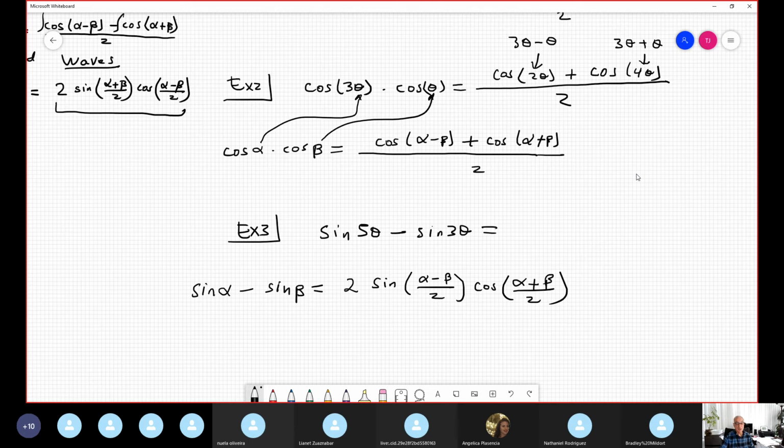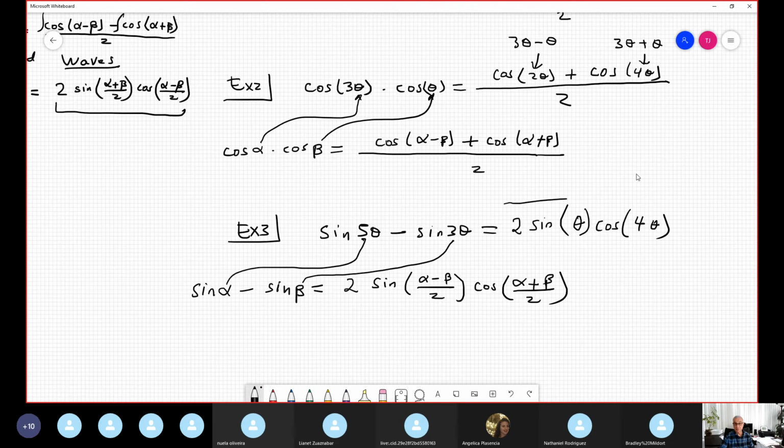So our problem is alpha is 5 theta and beta is 3 theta. This is equal to 2 times sine, and you subtract, sorry: 5 minus 3 is 2, divided by 2 is 1 theta. Cosine of the addition, 5 plus 3 is 8, divided by 2 is 4. End of story. Do you see or no?